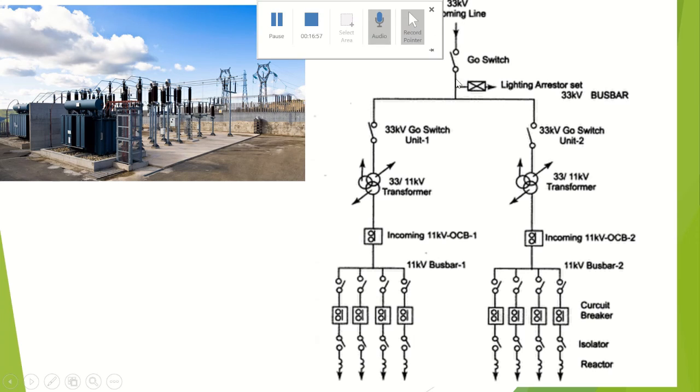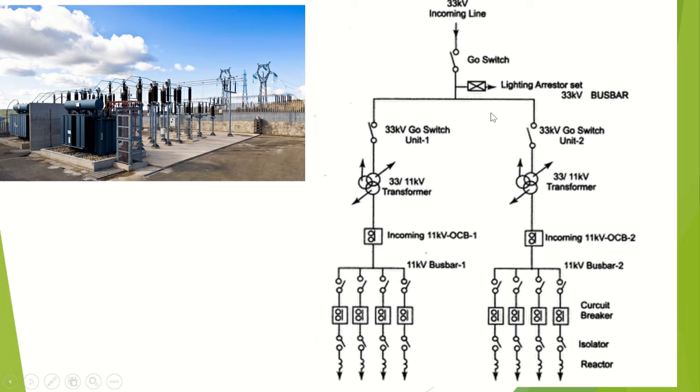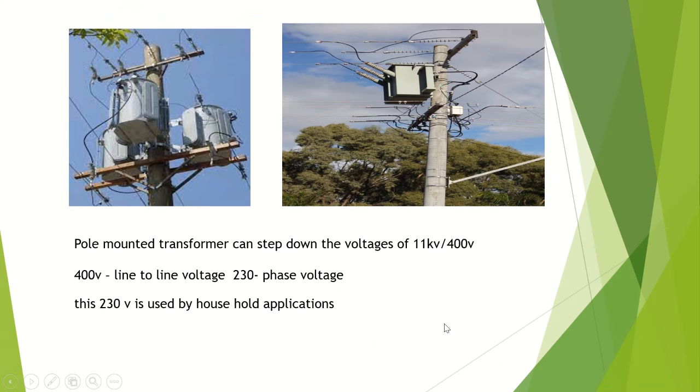So this is the 33 kV incoming line. After that, it is divided into two lines using buses. After this 33 kV, there is another 33 by 11 kV transformer, and after this 11 kV, it is converted into 400 volts, right? If 400 volts is the line to line voltage, 230 is the phase voltage we get at the houses. Here these are the 11 kV to 400 volts transformers.